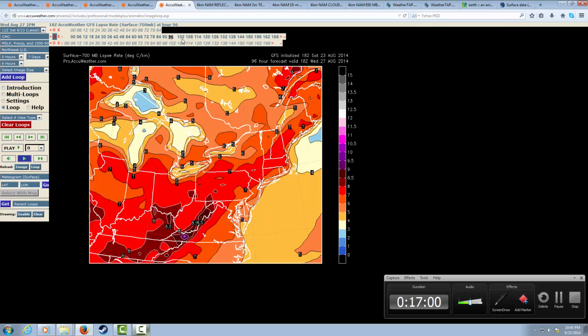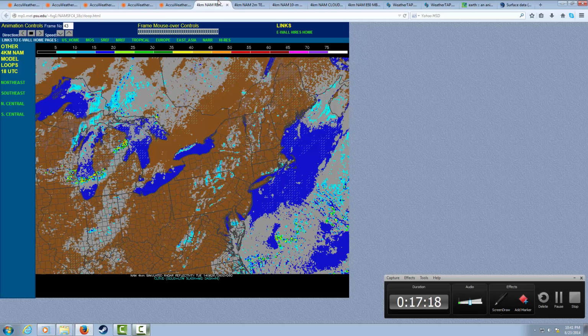And then up here, looking at Wednesday, yeah, it's pretty unstable. Lapse rates between the surface and 700 millibars are about 7 degrees Celsius per kilometer for a good portion of the state, 6 as well. So now, without further ado, let's get to the short-term stuff more so.